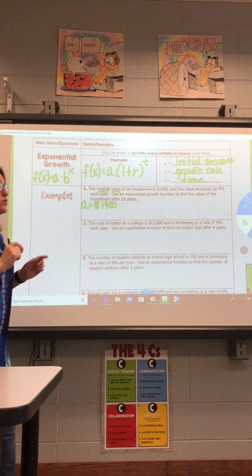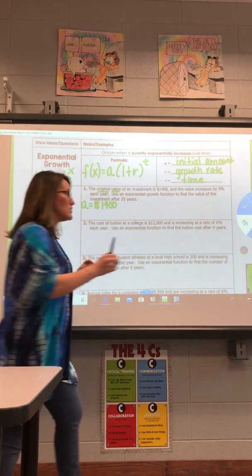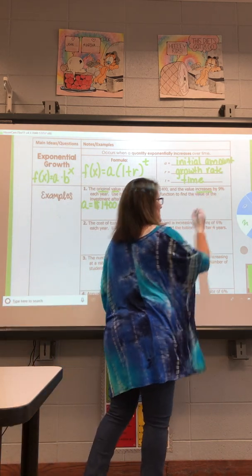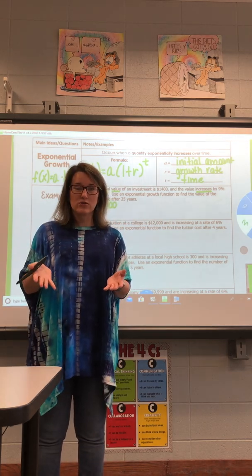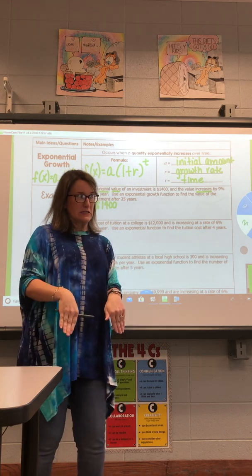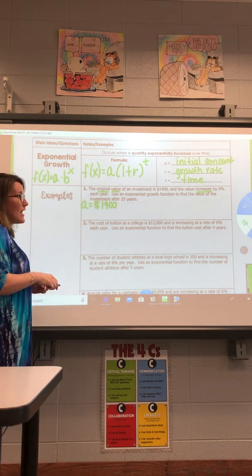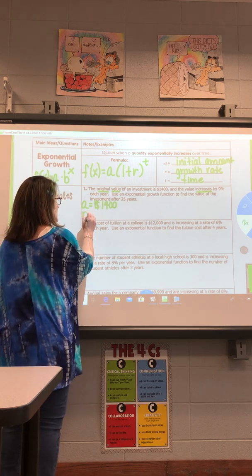Now the value, what does the value do? This is very important. The value increases. That right there lets me know that I'm dealing with exponential growth. So yay, our money's going to grow instead of decay. So we're going to have an increase of 9%. 9% is my rate.